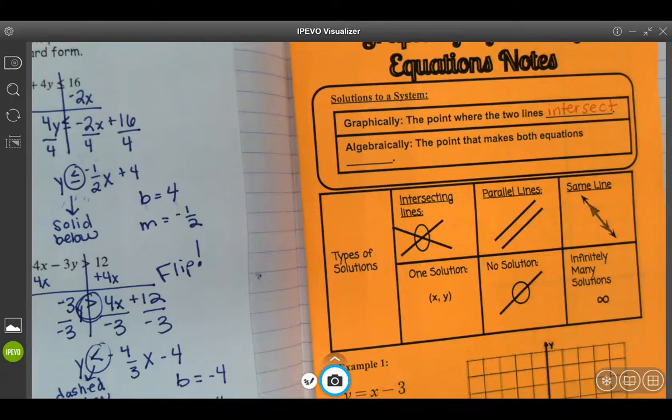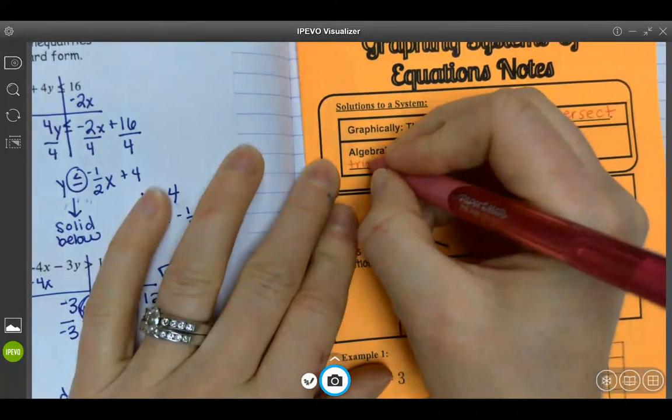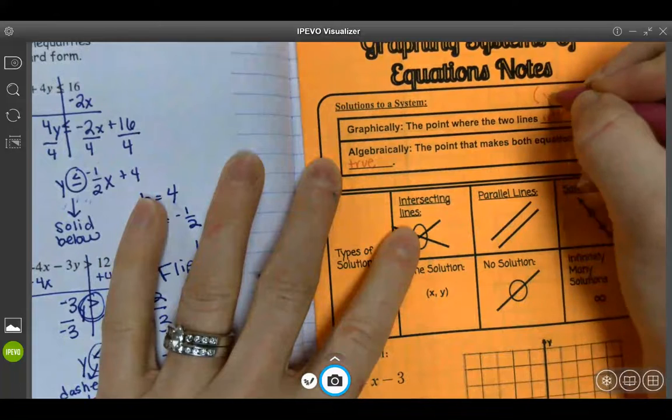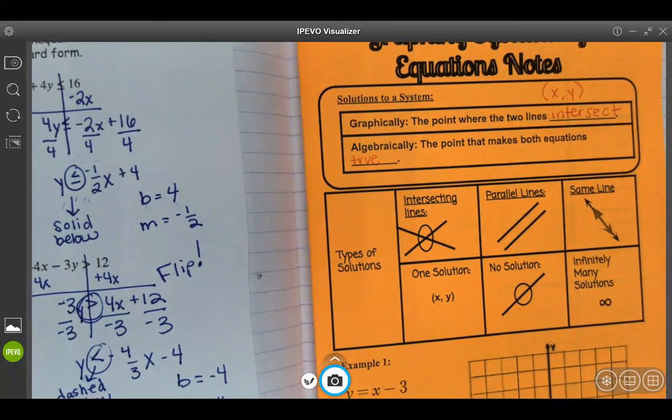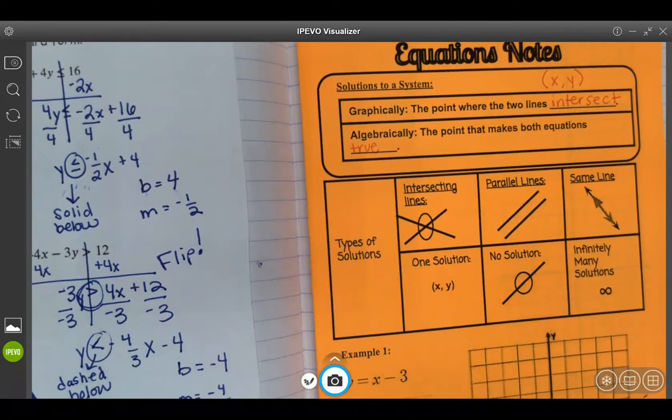Algebraically, the point that makes both equations true. So our solution is going to be an x-y pair. So we're going to do this a few different ways. One of the ways we're going to do it is graphically, on a graph where we graph it ourselves. And then we can also use our calculator to graph it, and we can use the calculate feature on the calculator. And then we can also look at the table of values. So that's why you have the three different pages. We're not doing notes on all three. It's basically instructions on it.